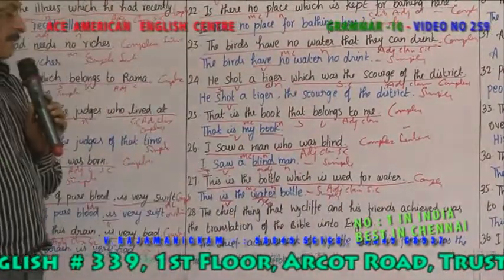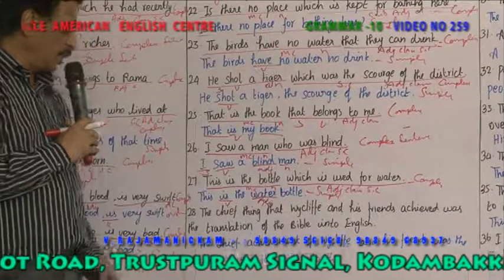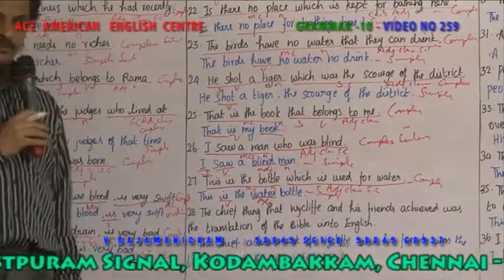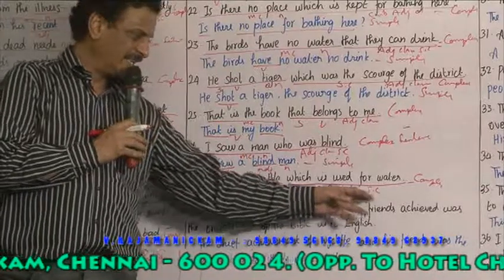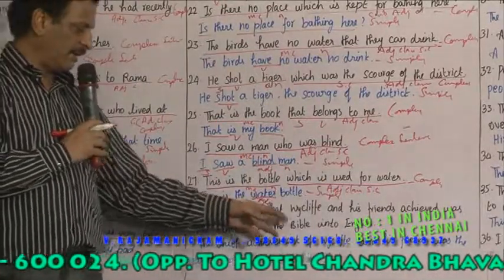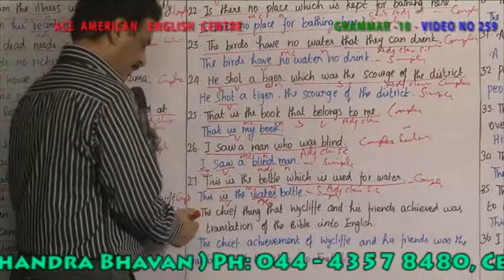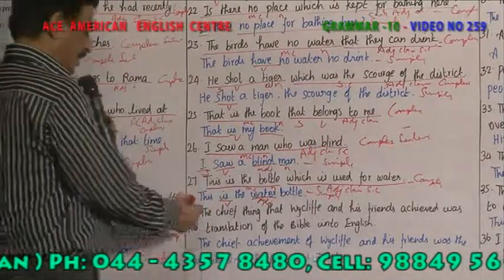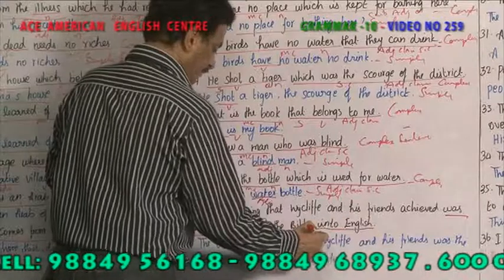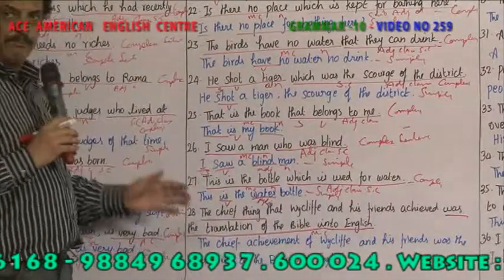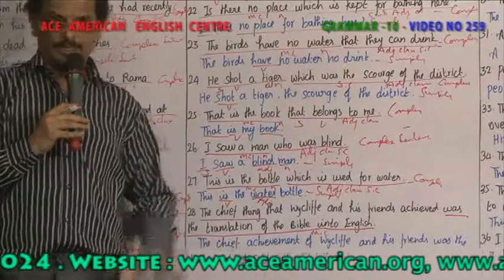The chief thing that Wycliffe and his friends achieved was the translation of the Bible into English. Anybody, could you tell me which is the adjective clause here? "The chief thing was the translation of the Bible into English." It is the main clause. The chief thing, the important thing, was the translation of the Bible into English, right? This is the main clause.